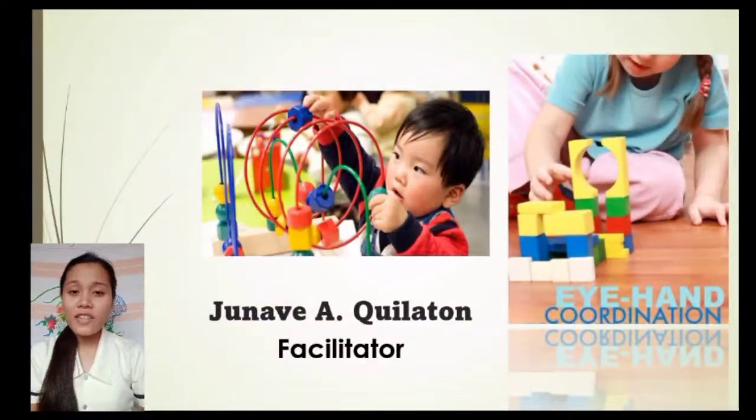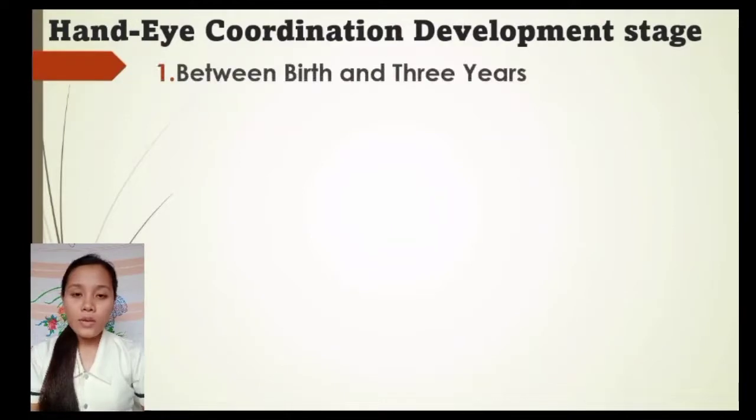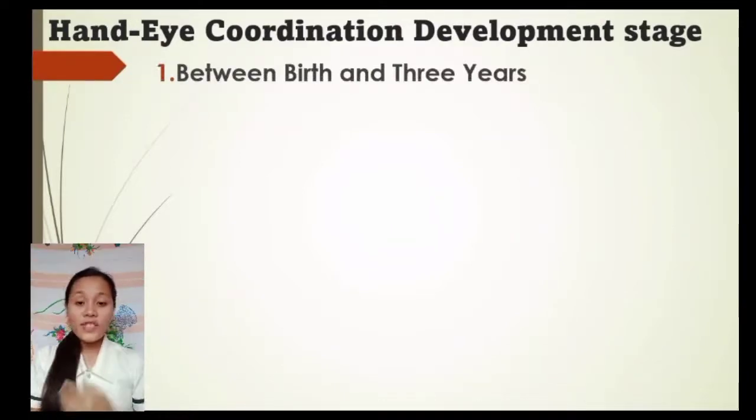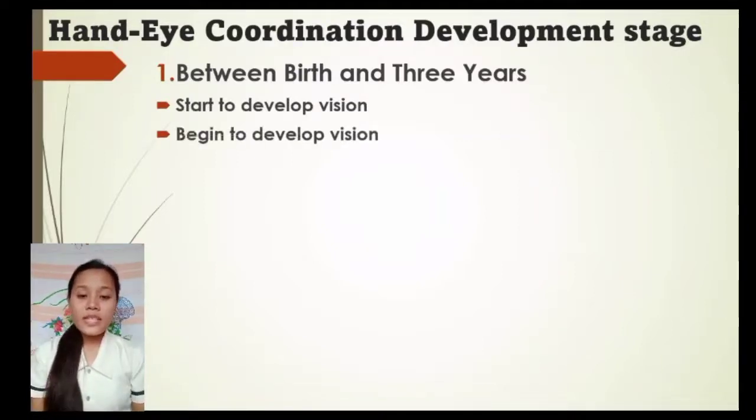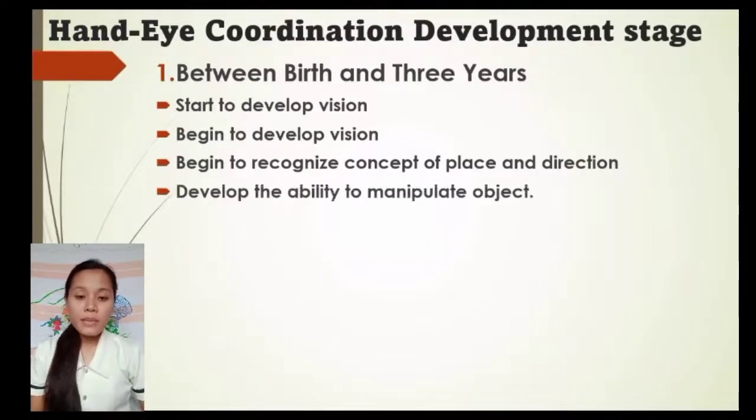So now, let's proceed to the hand-eye coordination development stages. There are different stages of this. The first stage is between birth and 3 years old. First, the infant can start to develop the vision that allows them to follow slowly moving objects with their eyes. Second, they begin to develop basic hand-eye skills such as reaching, grasping objects, feeding, and dressing. Third, they begin to recognize the concept of place and direction, such as up and down, in and out. Fourth, they develop the ability to manipulate objects with fine motor skills.